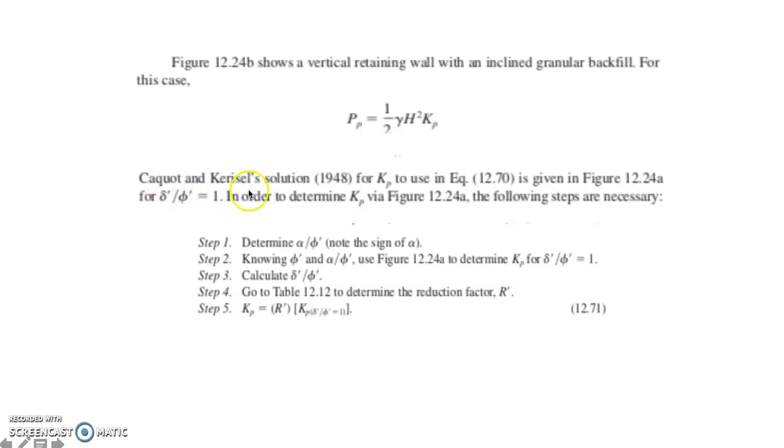So from Kakot and Keresel solution, of course, K sub P was given in figure 12.24 for delta over phi prime equal to 1. However, in order to determine K sub P, you can make use of this equation. You can use these steps so that you can compute for K sub P if delta over phi prime is not equal to 1.